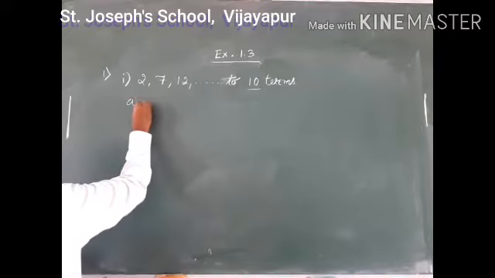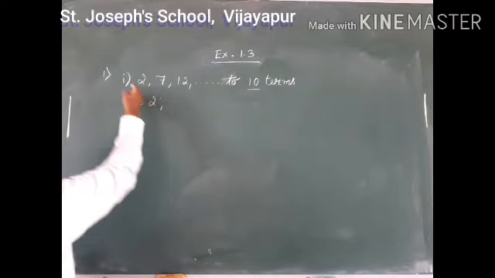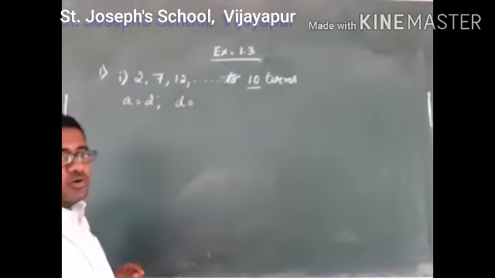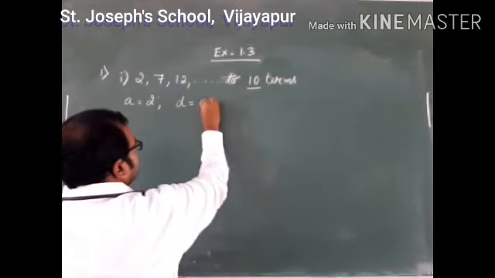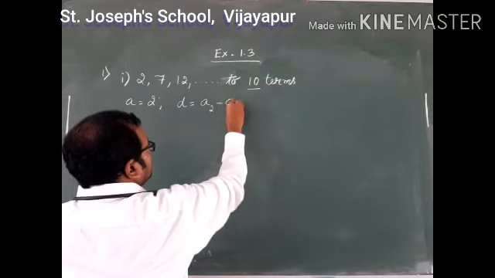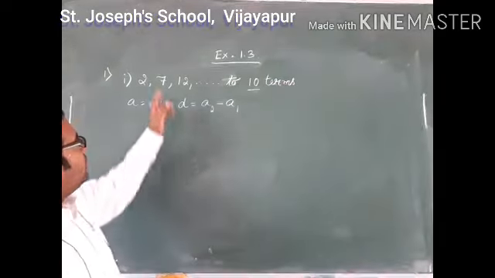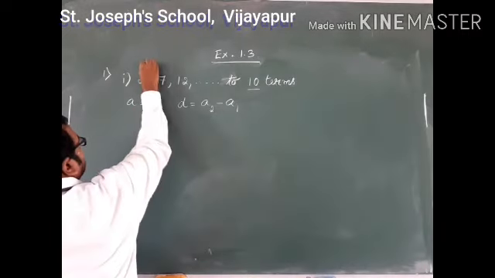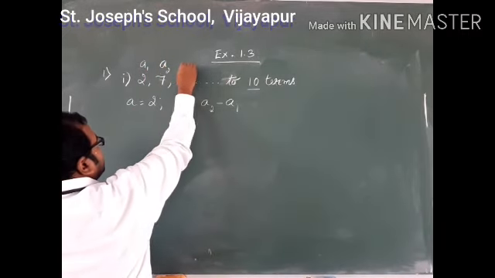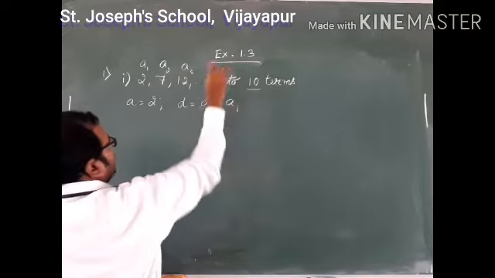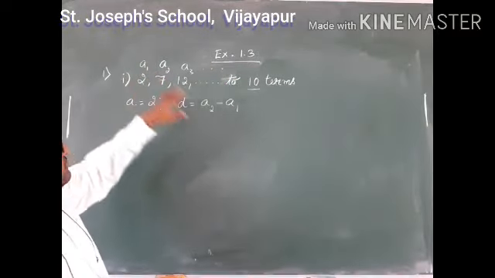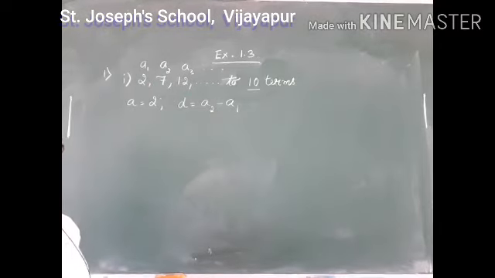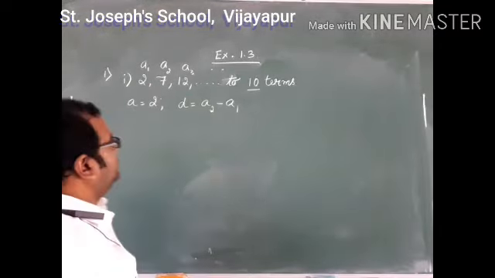What all things do we know? a is equal to 2, a is the first term, then comes d. Let us try to find out d. d is found out by the difference between two consecutive terms. We can also go for a3 minus a2. In case you missed it, a1, a2, a3, and so on. So a2 minus a1 is also d, or a3 minus a2 is also d, since they have already mentioned that it is an arithmetic progression.